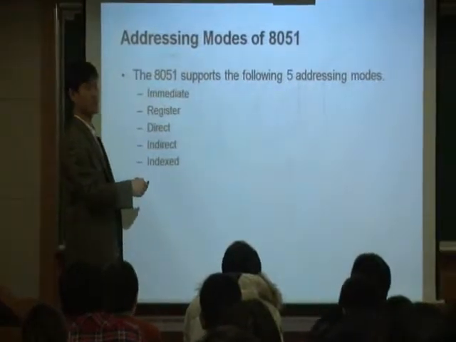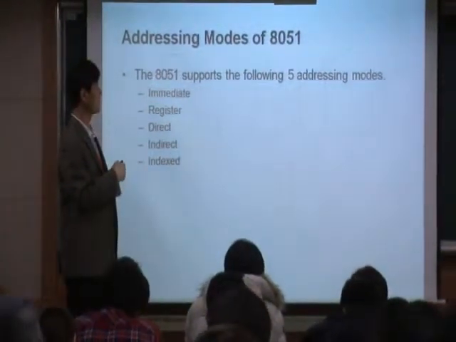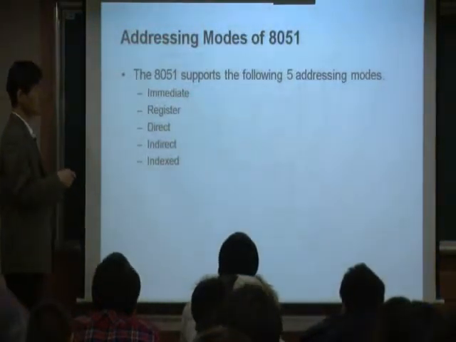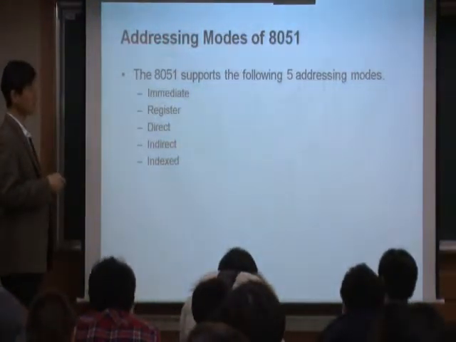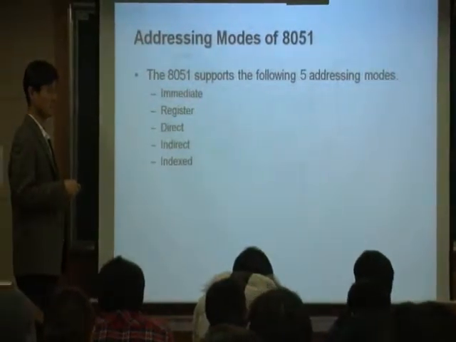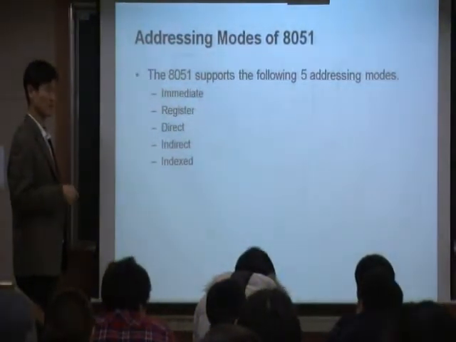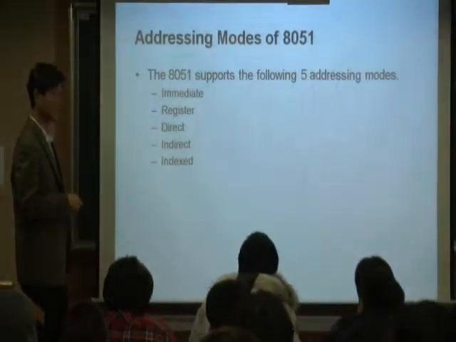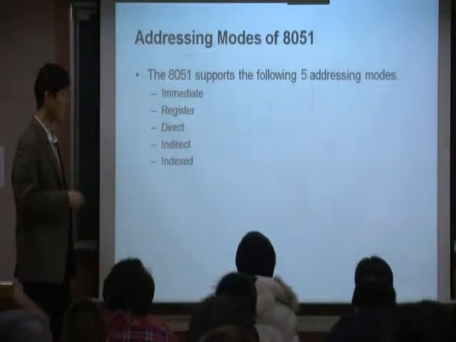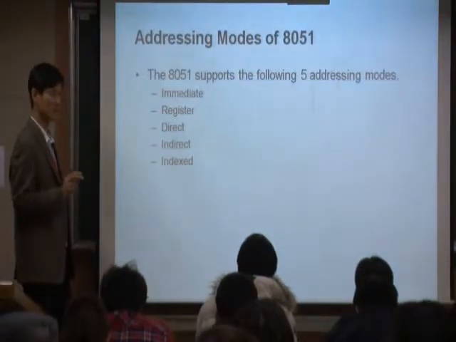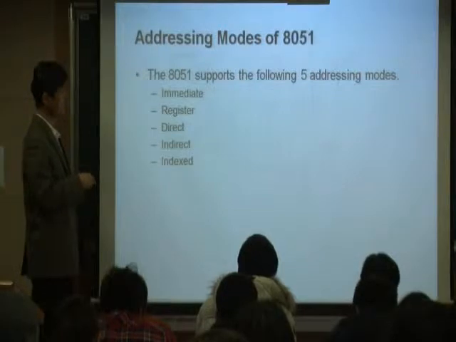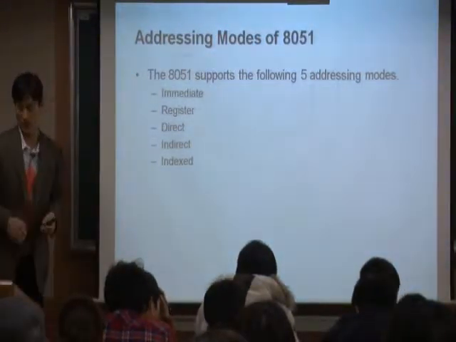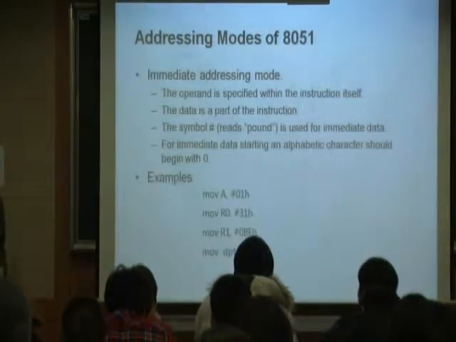We have 5 different addressing modes in 8051. We need to look at them one by one. First, immediate addressing, register addressing, direct addressing, indirect addressing, indexed addressing. Out of these 5, the last one is not that popular. We use that sometimes, but not often. But the first 4 addressing modes, we always use. Okay? So we need to know exactly what they are, but it's very simple actually.